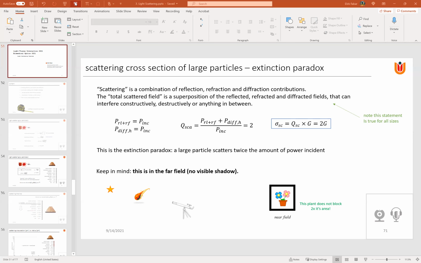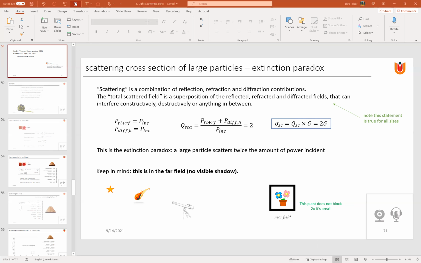This is actually because it is so hard to wrap your head around it. It is actually called the extinction paradox. So it is not trivial. But a large particle scatters twice the amount of power that is incident. What you have to keep in mind, though, is that this is really only a far field effect. So it is not as if you have something sitting in a window, that it will block twice the amount of light that is incident on it.